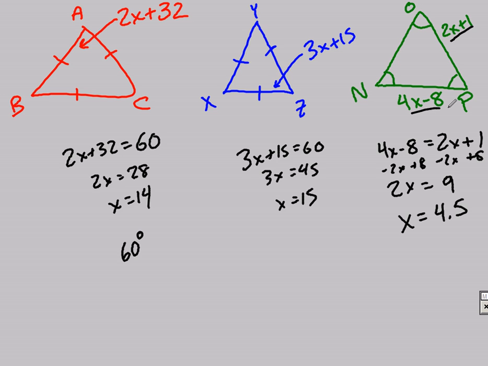It doesn't matter, but they must be equal to each other when you plug them in. So when I plug it in here, the side length of OP is 2 times 4.5, which is 9, plus 1, is 10. Same when I do NP. 4.5 times 4 should be 18, minus 8 should give me 10. So the side lengths can be anything, but when you do the angles, they have to be 60.